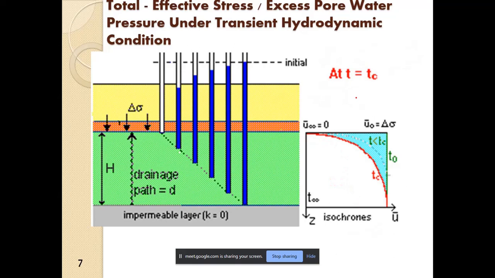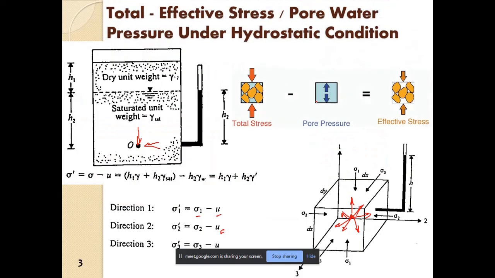The thing is that initially we have a soil, and that soil is under a steady state, so we have a total stress acting on the soil, and we also have one pore water pressure, groundwater table, all right, so we have a constant effective stress state, that is sigma dash, which is equal to sigma minus u.